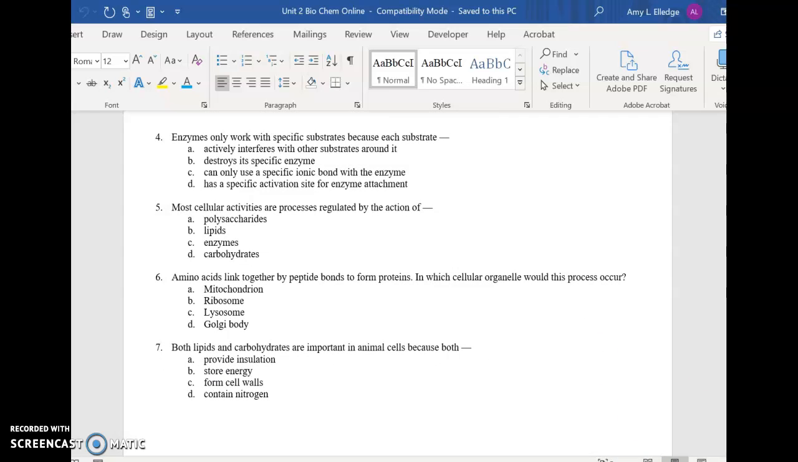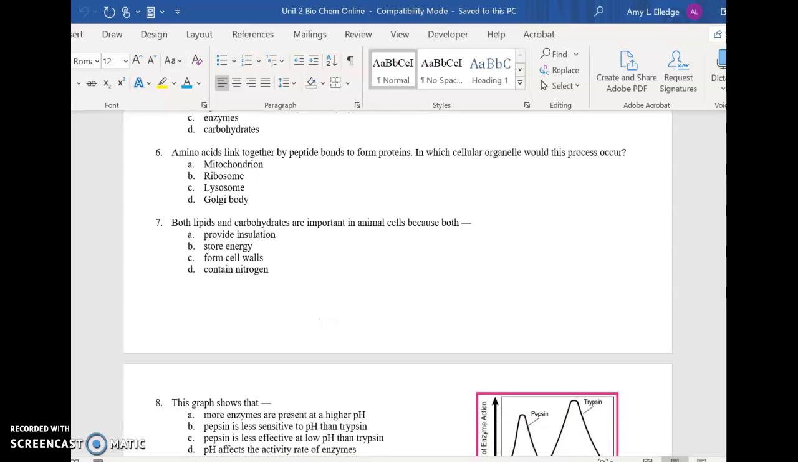Number 4, enzymes only work with specific substrates because each substrate, A, actively interferes with other substrates around it, B, destroys its specific enzyme, that would be terrible, C, can only use a specific ionic bond with the enzyme, or D, has a specific activation site for enzyme attachment. The answer should have been D. All right, your active site has a certain shape to it, and the enzyme has to fit. That's that lock and key relationship. Number 5, most cellular activities are processes regulated by the action of, well, that's going to be C, enzymes, right? They help those reactions to occur.